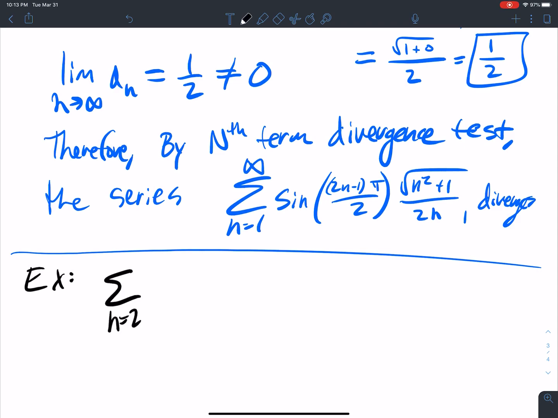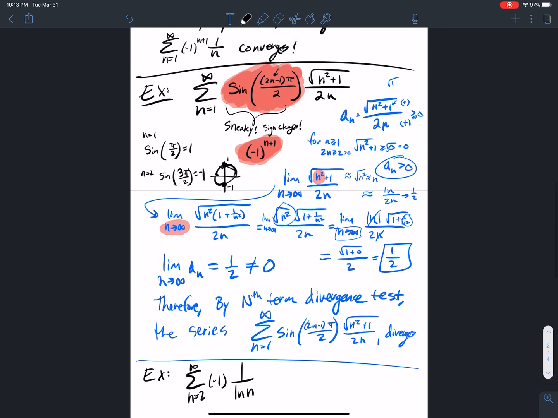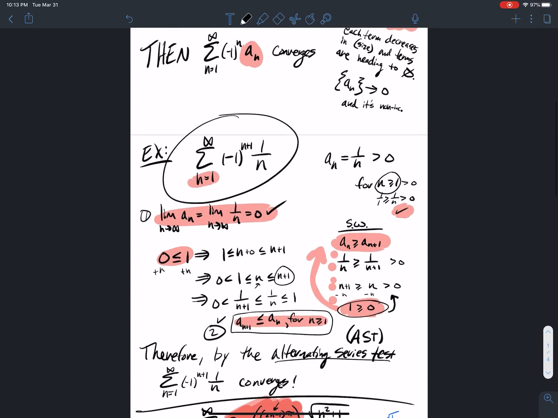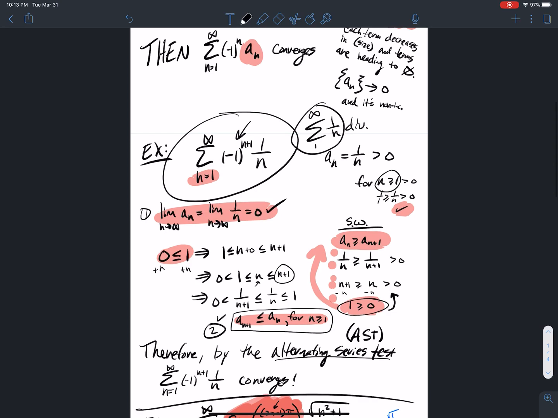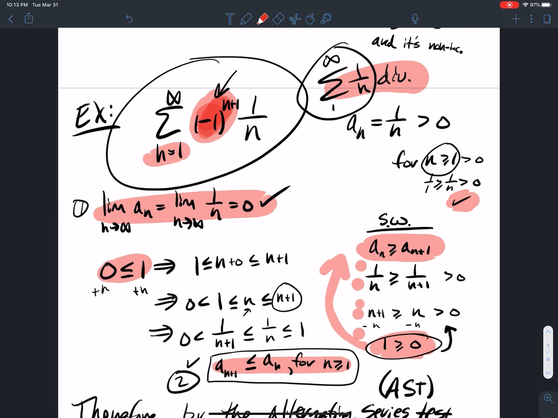Series n equal 2 to infinity, negative 1 to the n, and then 1 over ln n. Now, this is really kind of an interesting idea, right? When we looked at just the harmonic series by itself without the sign changer, we decided 1 over n, 1 to infinity, diverged, right? However, when you've got the sign changer, now all of a sudden something that would diverge is actually converging, okay? So these pluses and minuses actually make a difference, don't they?